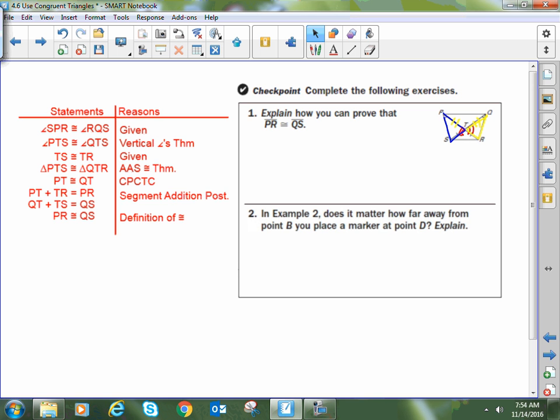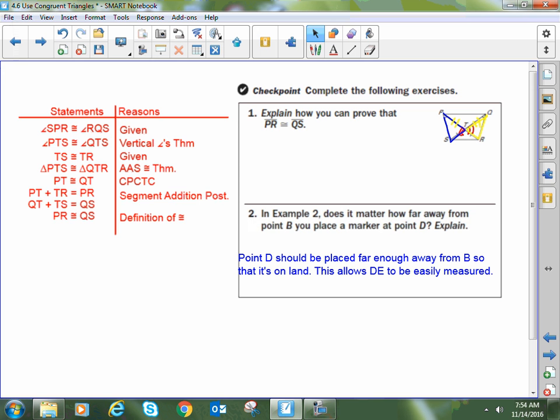Now in example 2, where am I going to place the marker? At point D, you should place it far enough so that it's on land. That way it allows segment DE to be easily measured.